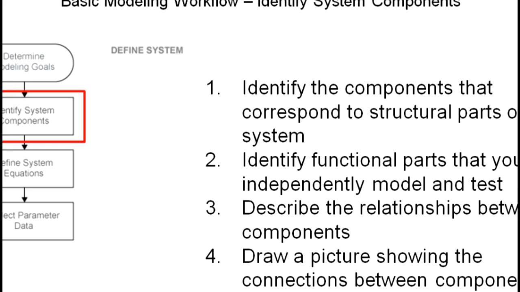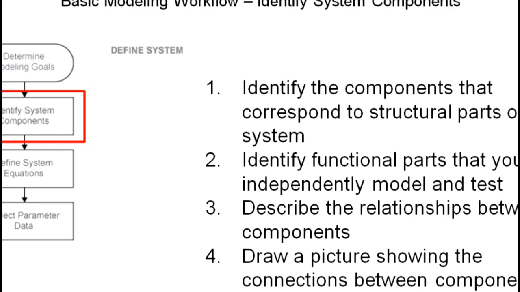Second is to identify functional parts that you can independently model and test. Third is describing the relationships between components. For example, what is the data transfer, what is the energy transfer, what is the force transfer, what is the rotational transfer, and so on.